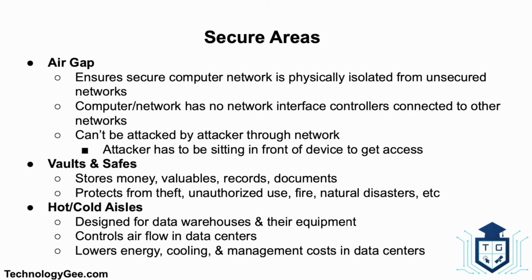So an air gap is a network security measure employed on one or more computers to ensure that a secure computer network is physically isolated from unsecured networks, such as the public internet or an unsecured LAN. It means a computer or network has no network interface controllers connected to other networks. Because the computer isn't directly connected to the network, it can't be attacked through the network. So to compromise this type of computer, a hacker would have to cross the air gap, which means they would need to be physically sitting down in front of the computer to access the device.